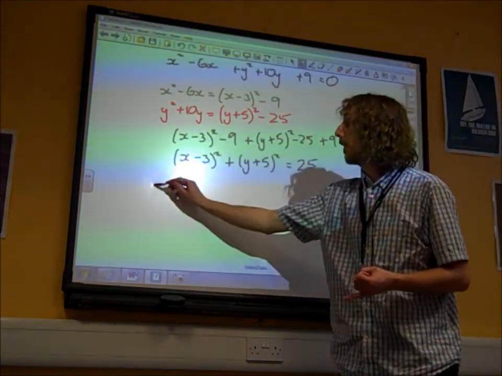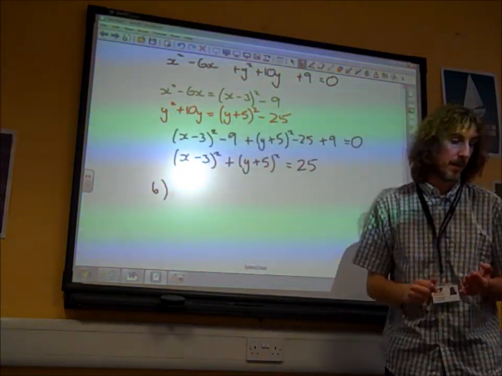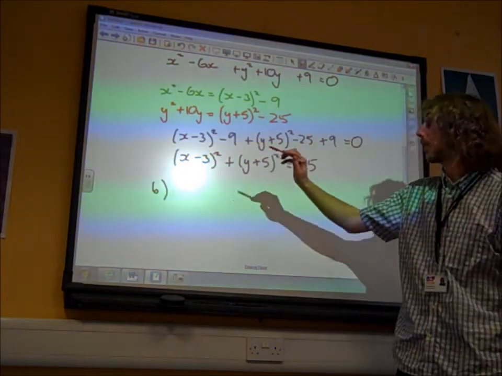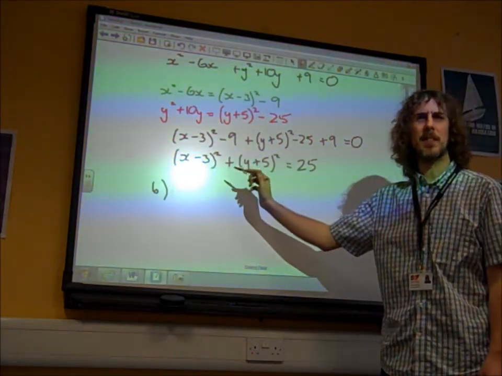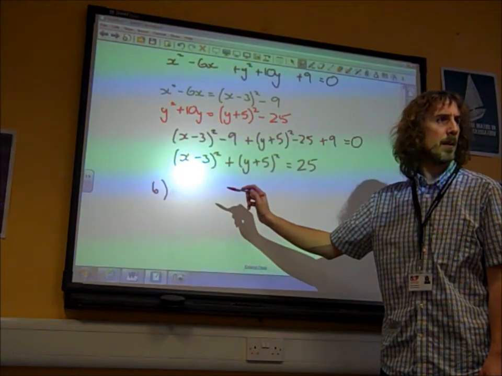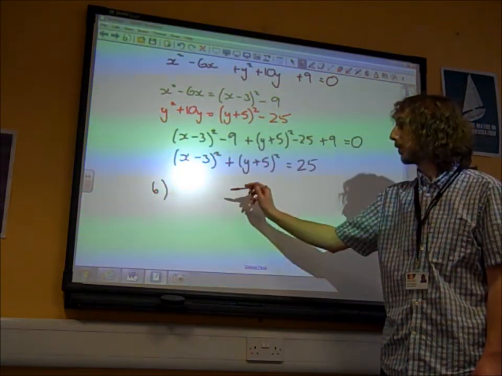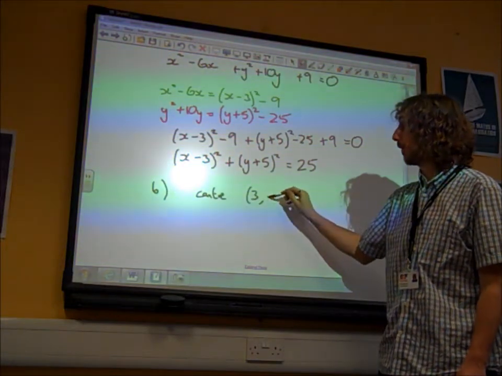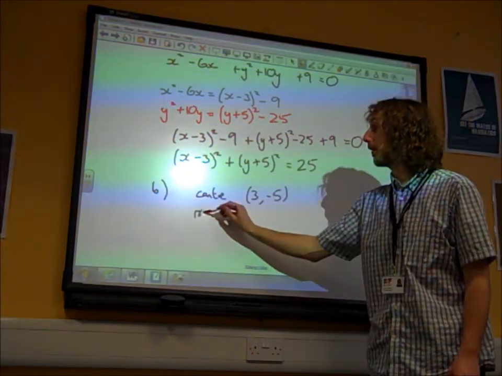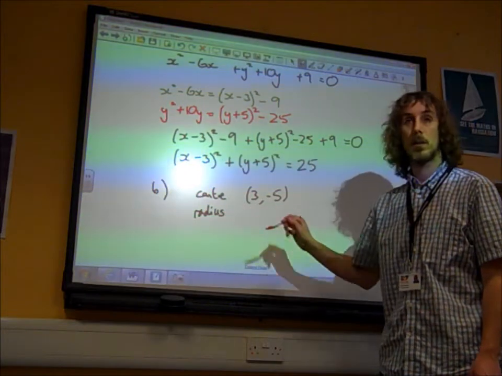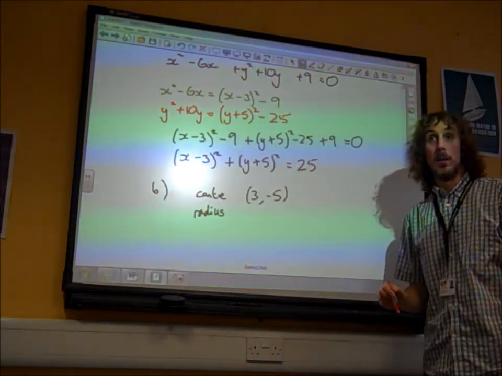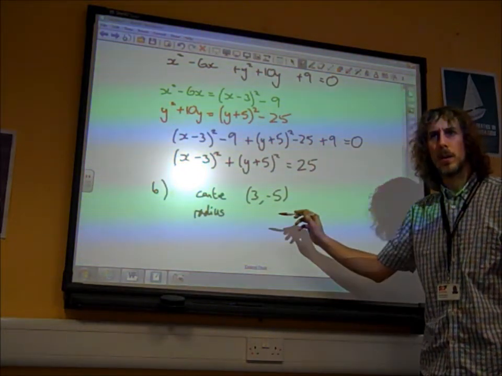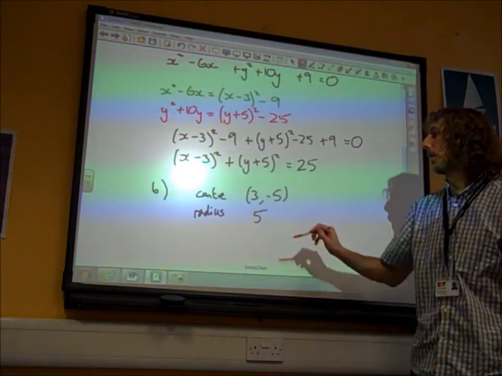Write down the centre of the circle. Well, now we've got it in this form, we can read it straight from here. So what is the centre of the circle? 3, minus 5. And what is the radius? What's the radius, Molly? 5, square root of 25, so 5. Brilliant.